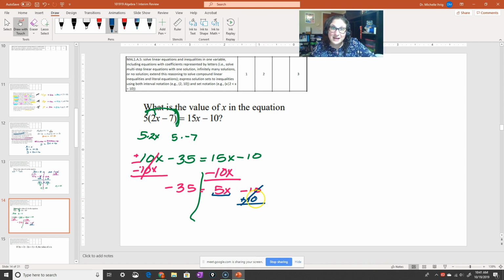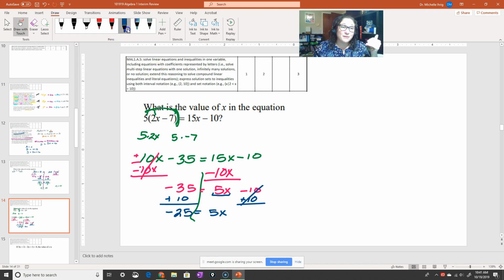But whatever I do to one side, I'm intentionally changing colors. I did blue on one side, I got to do blue on the other side. So that's where I'm going to add 10 to this side. Negative 35 plus 10, that's going to leave me with negative 25 and my 5x.